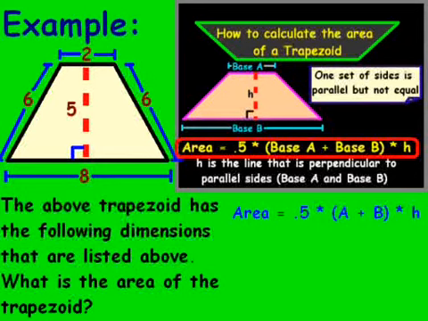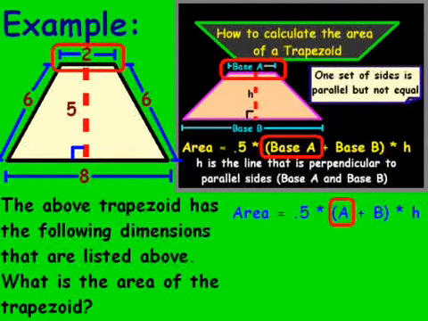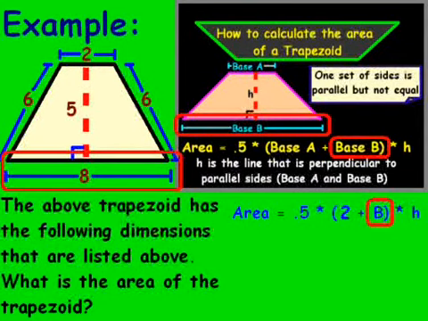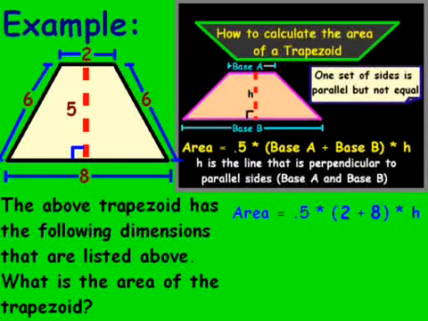So the first thing we're looking at is base A. And I have base A highlighted there, and that's 2, so we're going to use 2 for base A. We're plugging in 2 for base A. Now we're looking at base B, and that number right there is 8, so we're going to plug in 8 for base B.